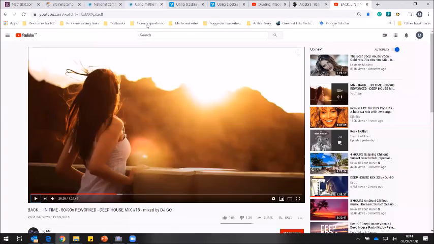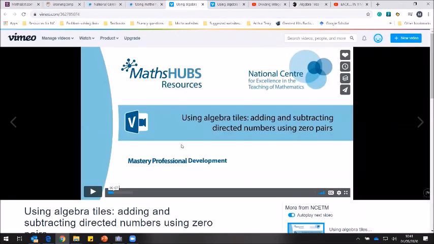But let me go to this video here, using algebra tiles. So you could use counters. I think they're easier to manipulate, to handle. So you might want to use them. But let's have a look at adding and subtracting directed numbers or integers using 0 pairs.